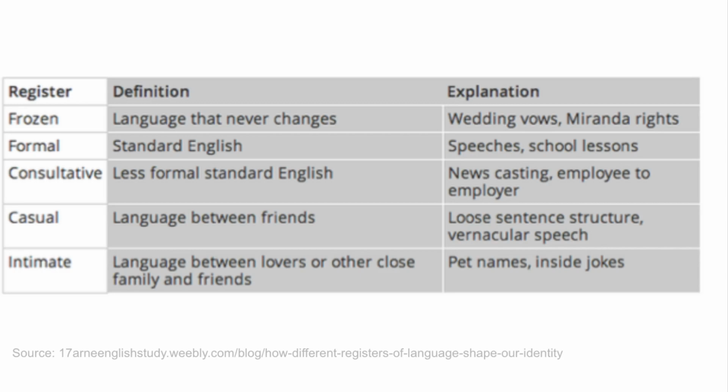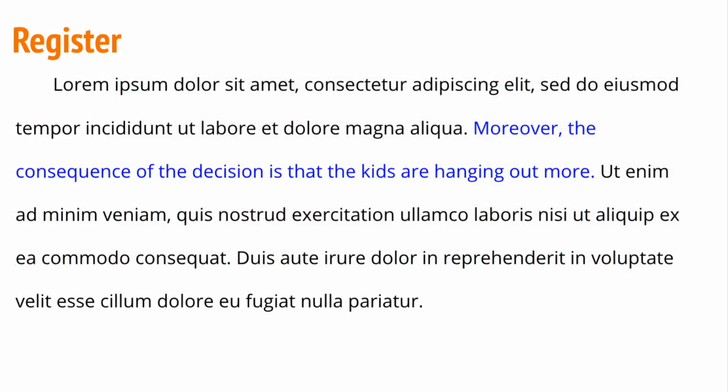So this is register, and one common mistake that we find in second language English writing is mixing registers. So if we look at the blue sentence here, what we find is that this sentence is mixing two registers. So we've got, in the purple, a more formal register, and in the orange, a more casual register.